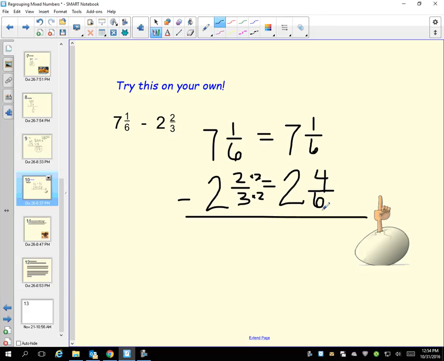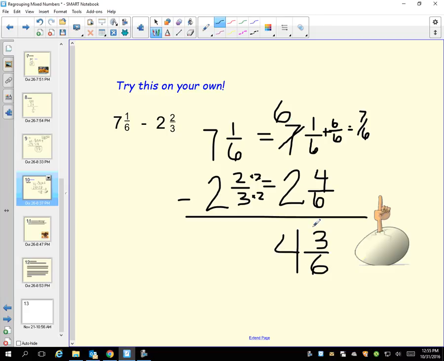Now my step 3 is solve. Well, I cannot take 4 away from 1, so I'm going to have to regroup. So I'm going to take a whole from my ones column, and I'm going to add it over here to my fractions column. Well, since I'm dealing with sixths, I want my whole to look like 6 sixths. And if I have 6 sixths here, I already had 1/6. That gives me a total of 7 sixths. Now I can subtract. 7 sixths minus 4 sixths is 3 sixths. 6 wholes minus 2 wholes is 4 wholes.